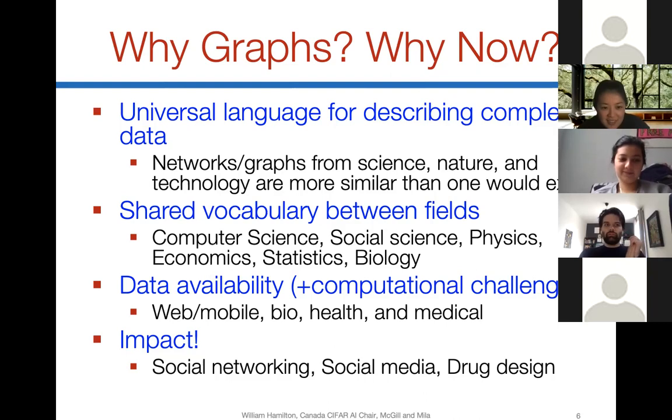Another very important fact that has driven the adoption of these techniques in recent years is data availability. So over the past, say, 5 to 10 years, there's been a huge increase in the number of data sets that are available for doing machine learning on graphs. So data sets coming from large social media sites, data sets coming from biology, and so on. And then there's also been a very high amount of impact for these techniques.